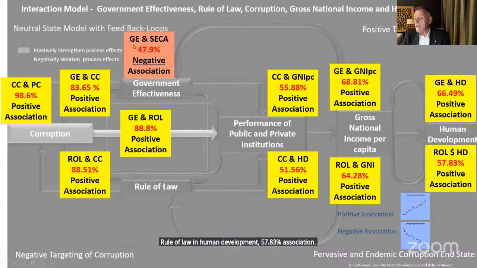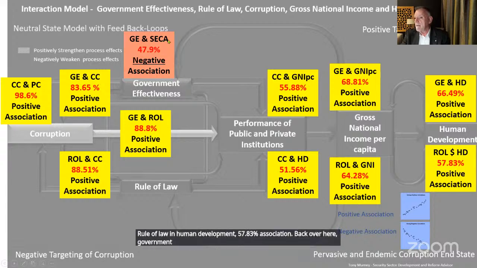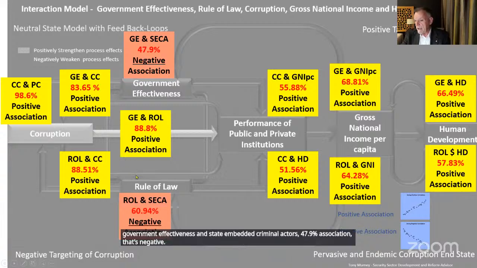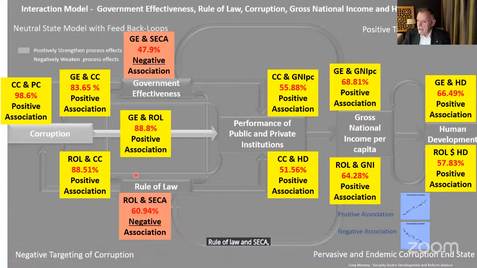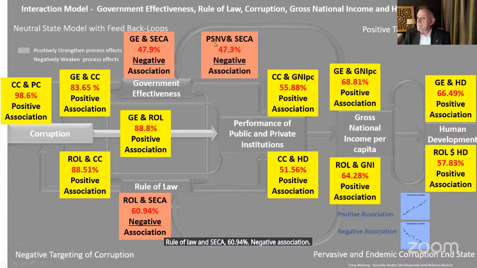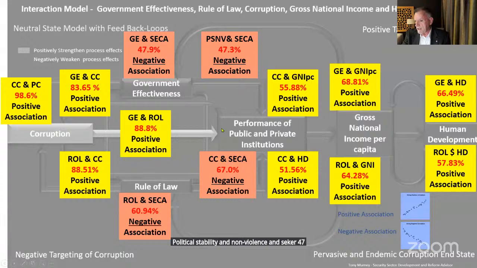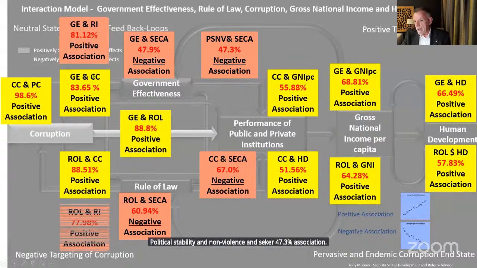Back over here, government effectiveness and state embedded criminal actors, 47.9% association. That's negative. Rule of law and SECA, 60.94% negative association. Political stability and non-violence and SECA, 47.3% association. And it continues on in this vein. So I think I've covered the whole chart.